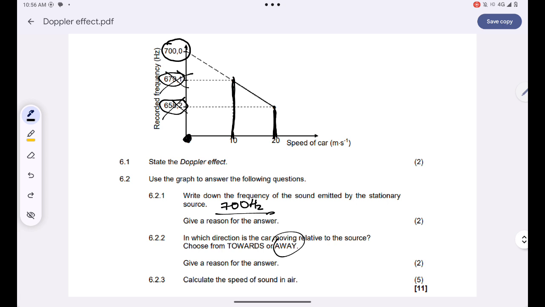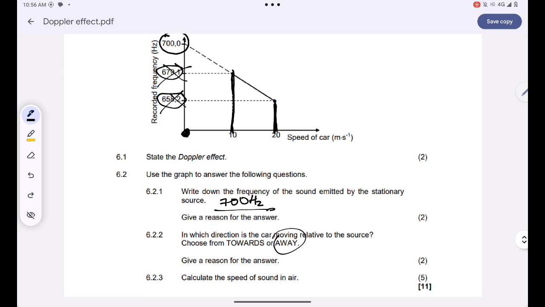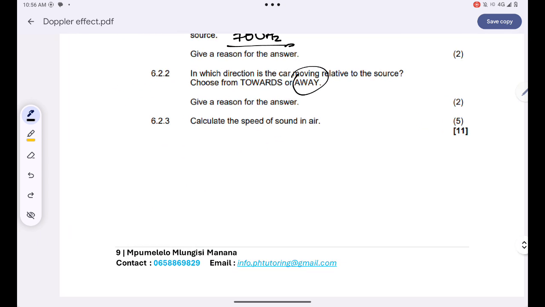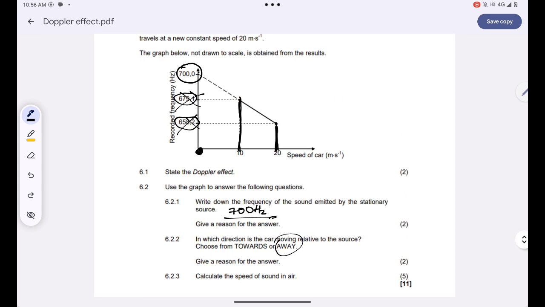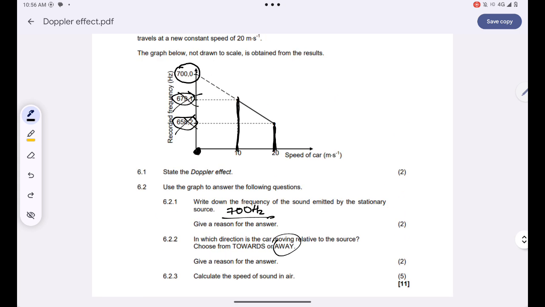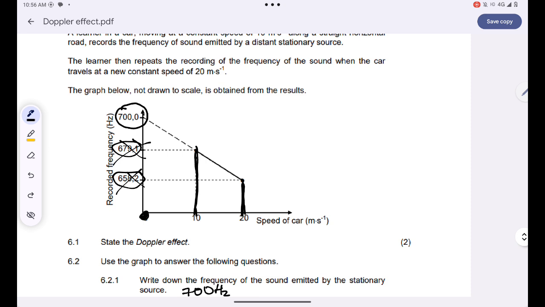Then now they want us to calculate the speed of sound in air. Let's write down the information we have. Over here, guys, we can use any of the information. You can either use the information when the learner was moving at 10 meters per second, or use the information where the learner was moving at 20 meters per second. You will still get the same answer. Let's just do that.